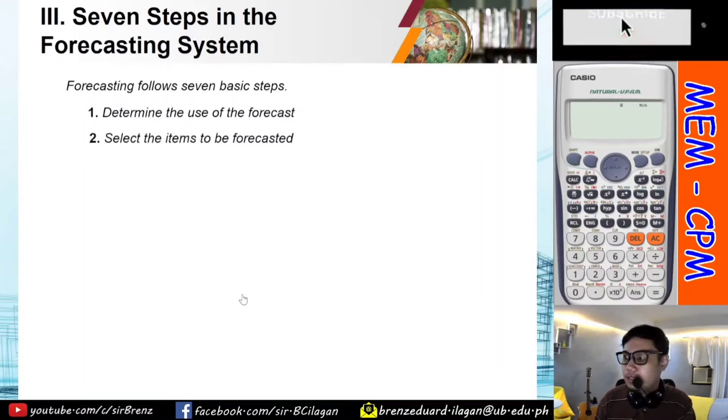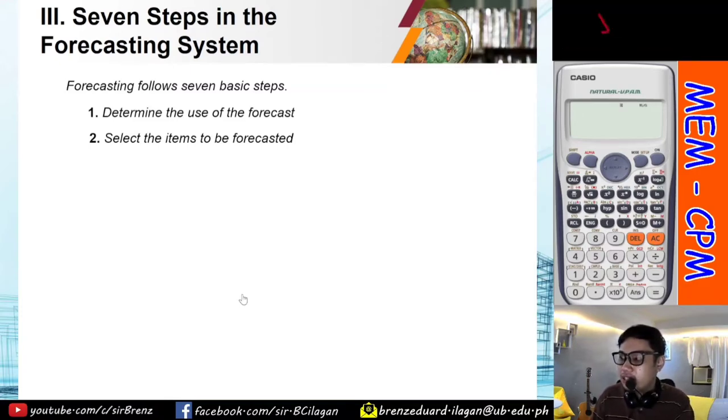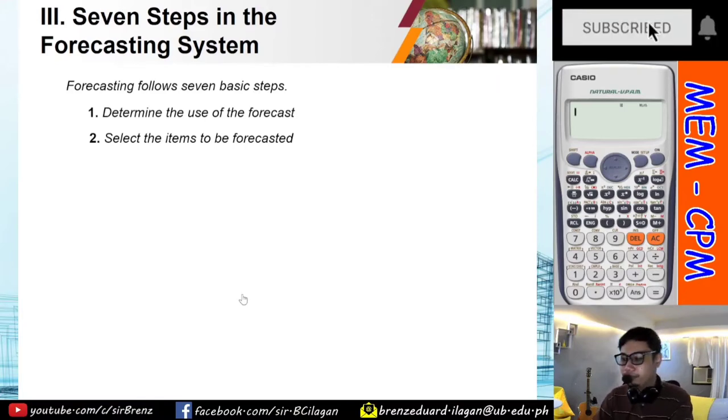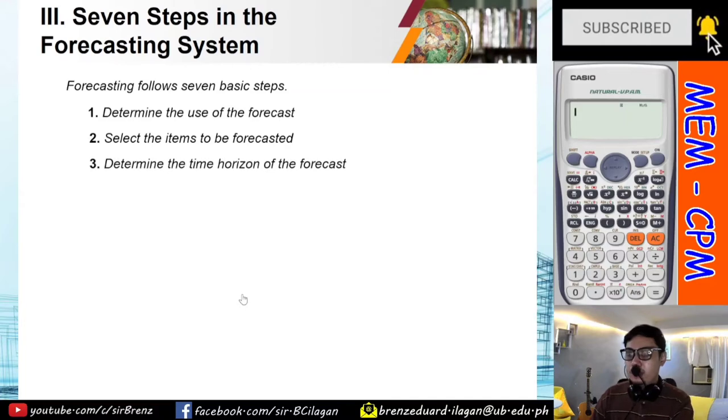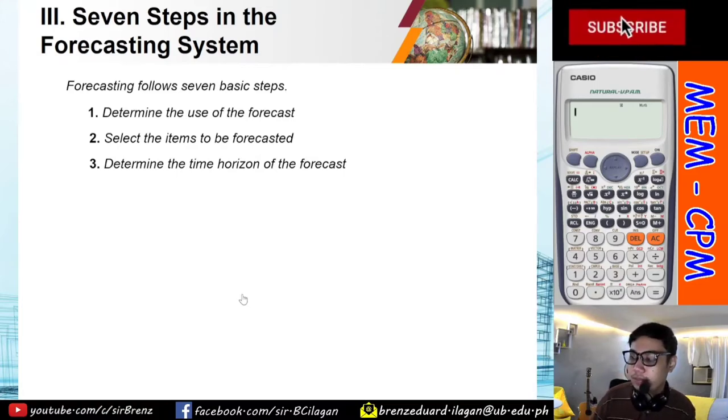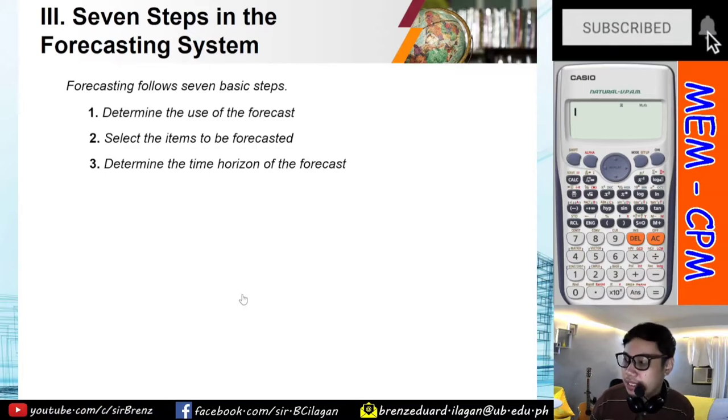Step number 2, select the items to be forecasted. For Disney World, there are 6 main parks. Forecast of daily attendance at each is the main number that determines labor, maintenance, and scheduling. Number 3, determine the time horizon of the forecast. So ito ba ay short, yung na-discuss natin kanina, ito ba ay medium, or long term? Disney develops daily, weekly, monthly, and annual, and also a 5-year forecast.